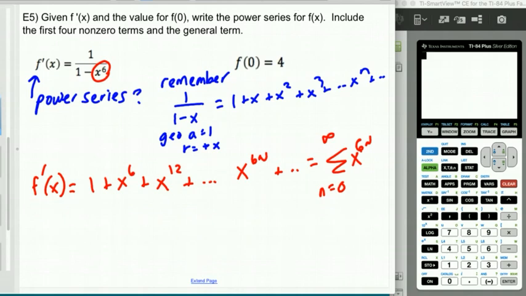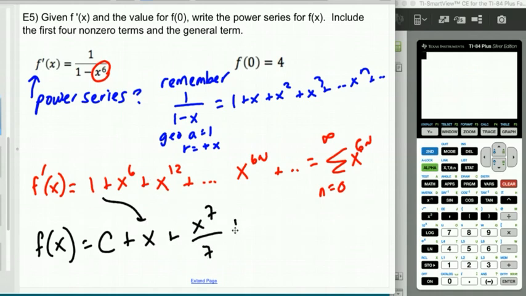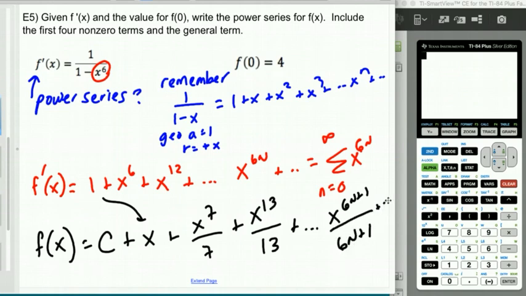So if I want the series for f of x, I just need to integrate, right? So my f of x is going to be what happens if I integrate this thing. I'm going to get an x, plus, and we do technically have a c, but we'll deal with that in a sec. So there's this constant when we integrate. When I integrate the 1, I'm going to get an x. When I integrate the x to the 6th, I'm going to get x to the 7th over 7. This will be x to the 13th over 13, plus dot dot dot, x to the 6n plus 1 over 6n plus 1, dot dot dot.